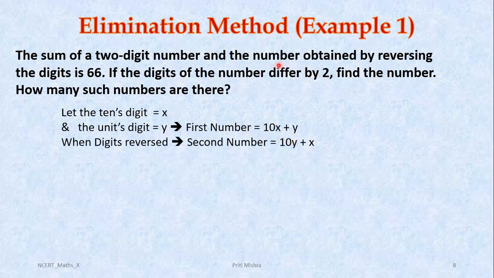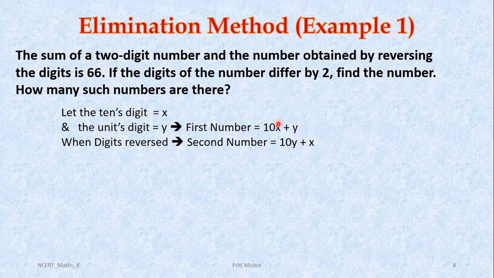And then they are saying when you are reversing the digits. So when the digits are reversed, it will be a second number. The second number will be 10y plus x. You can see here y will take the place of x and x will take the place of y. So it will be like 10y plus x. Right? So now we have two numbers.